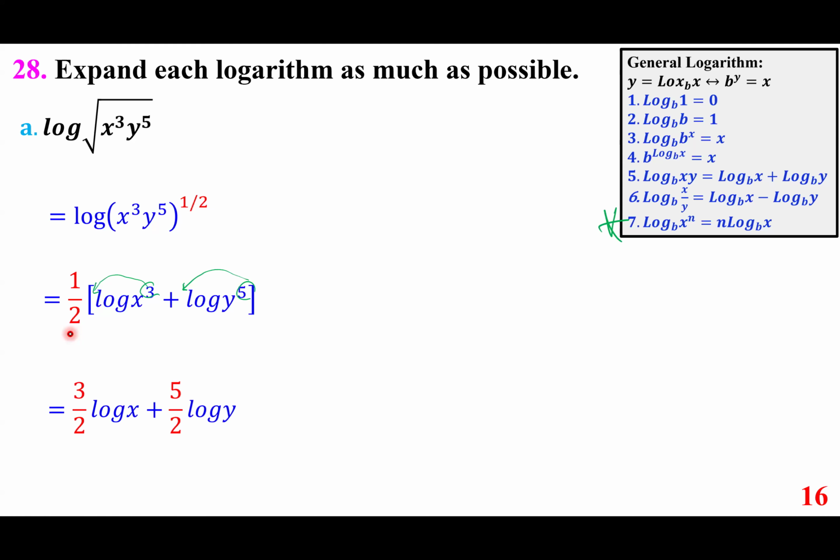By the way, again, reminding you, when we say log and there is no base, the base is 10. It's a common log. Natural log means the base is e. So simply put, we use number 6, the quotient rule, ln of the top minus ln of the bottom: ln of x minus ln of x squared plus y squared.